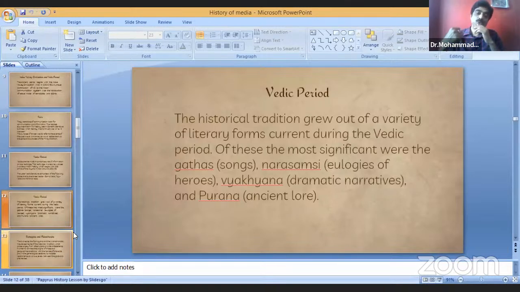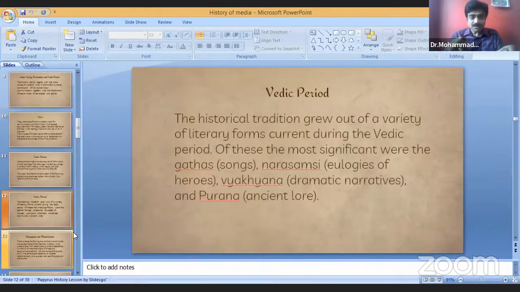Narasimha's eulogy of the heroes, the heroes of those particular regions. That will be next. Vyakhyanas, the dramatic narratives. So then these kinds of Gathas, Narasimha, as well as Vyakhyanas and the Puranas, the ancient lore. That way, the communication of the glory of a particular region, a particular personality, a particular drama, how particular persons behave.